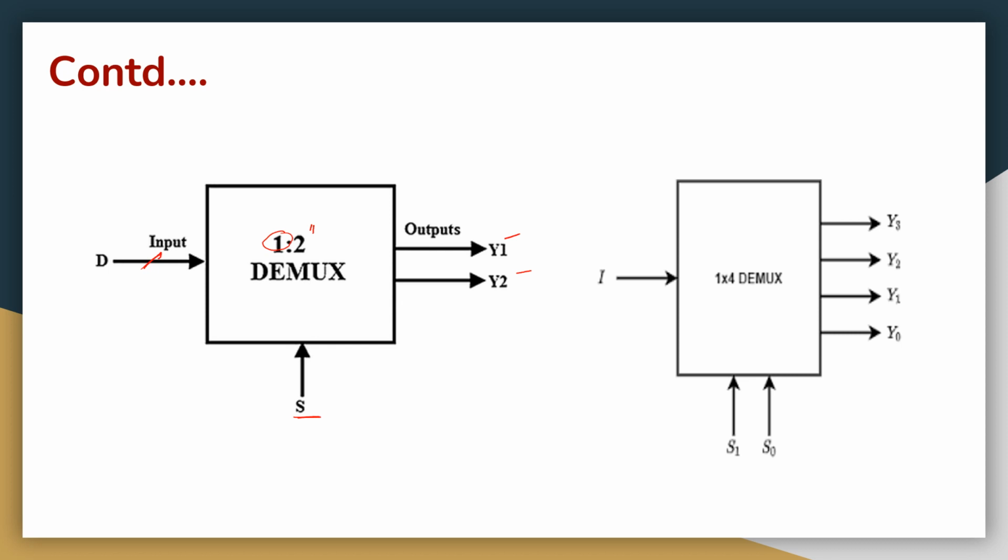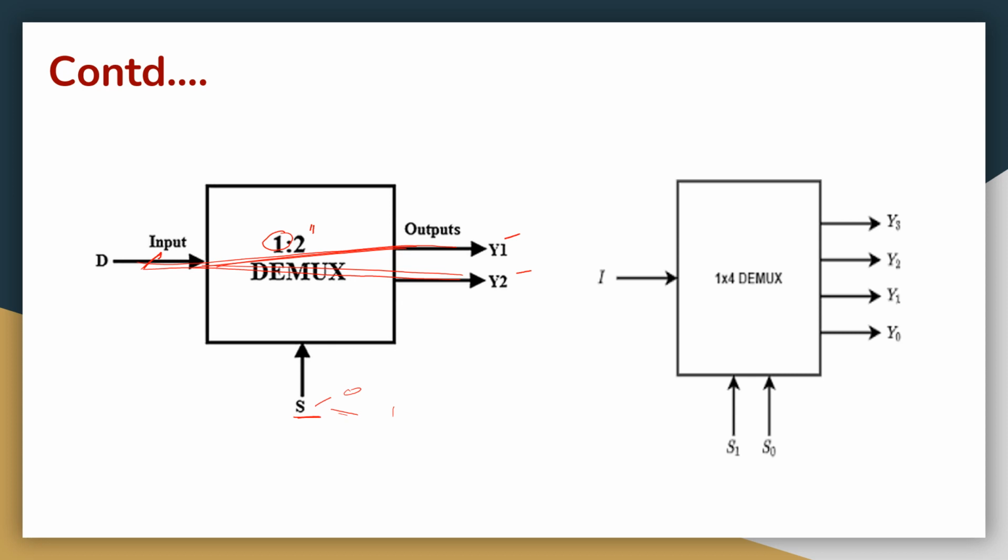Now, based on the selection line value, the data is forwarded to the corresponding output. If the selection line is 0, then the input is forwarded to y1. If the selection line is 1, then the input is forwarded to y2. Okay, so like that. Next, we will go into detail.